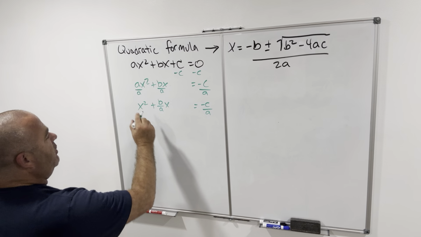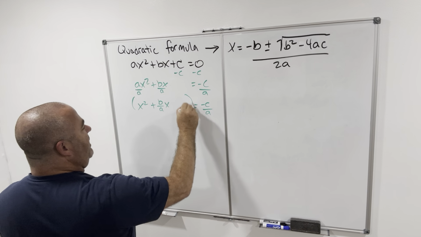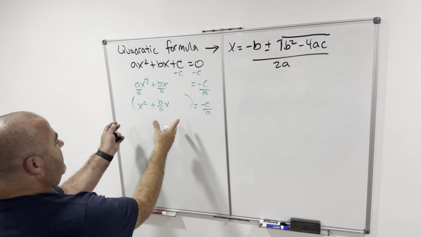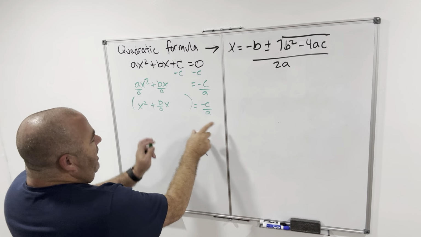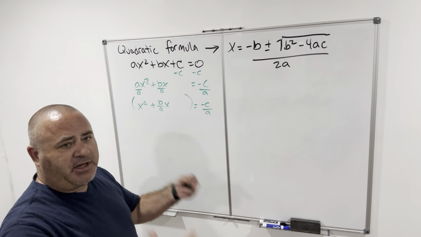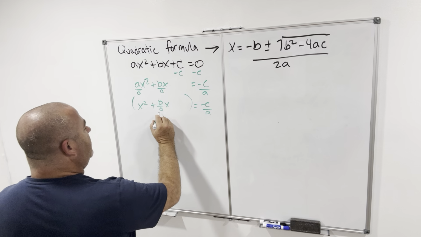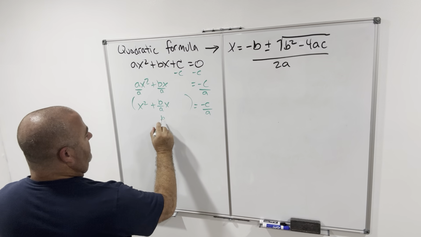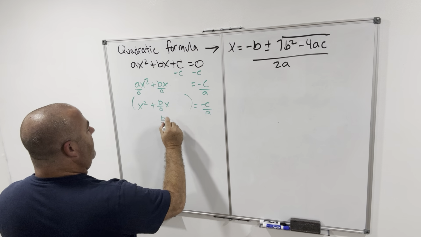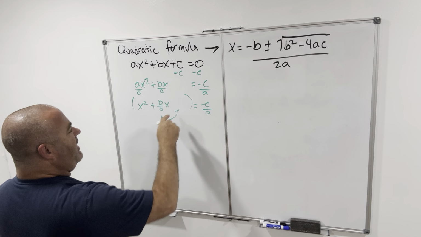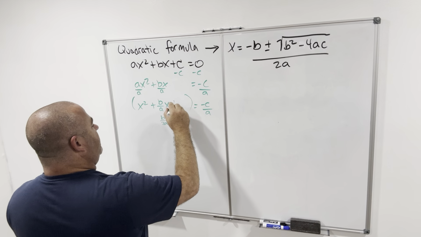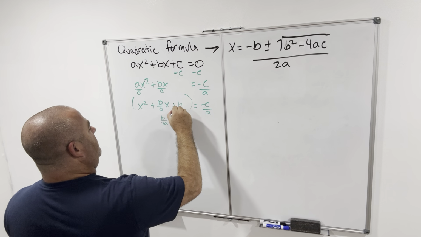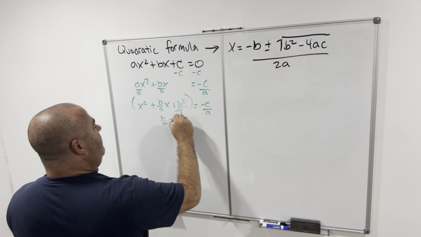Now, here's where we're going to complete the square. And all we're going to do with that is we want to get a binomial squared equal to something so that we can take the square root of both sides. So we're going to take half of this, which gives us b over 2a. We're going to square it and make that our third term. That gives us b squared over 4a squared.